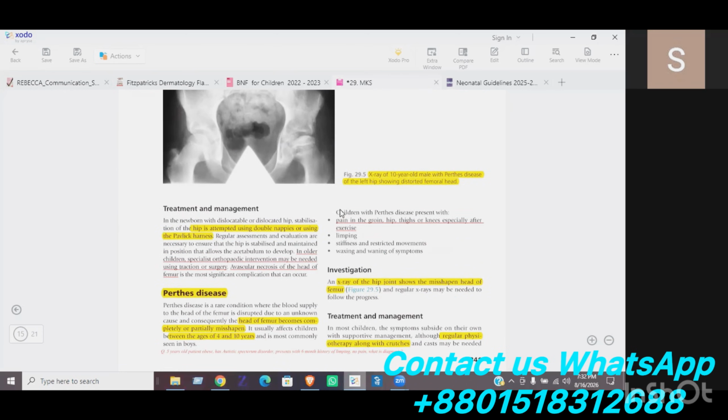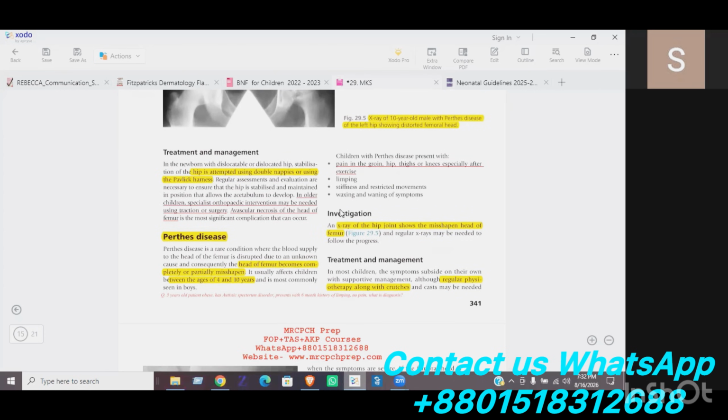For later presentation of developmental dysplasia, treatment is most important. First of all, the treatment is a Pavlik harness. In older age, specialist intervention is needed. What is the complication of DDH? Can anyone tell me? Most important is avascular necrosis of the femoral head.